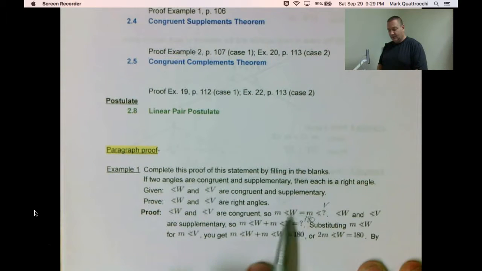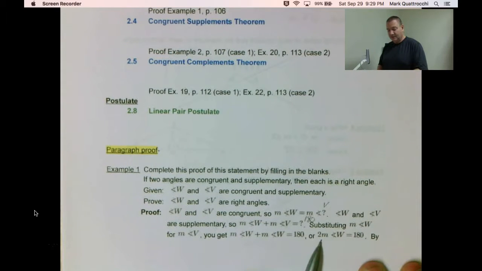Because angle W and angle V have equal measures, we can substitute angle W for angle V. And when we do that in this statement, we now have the measure of angle W plus the measure of angle W equals 180. That substitution property allows us to do that.